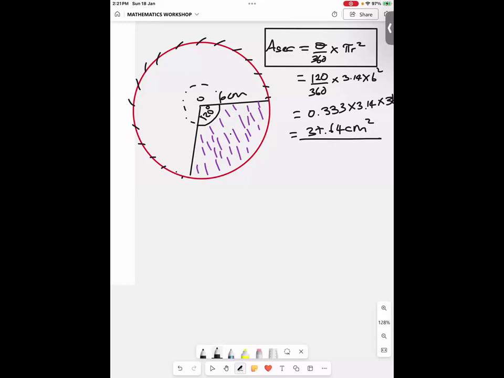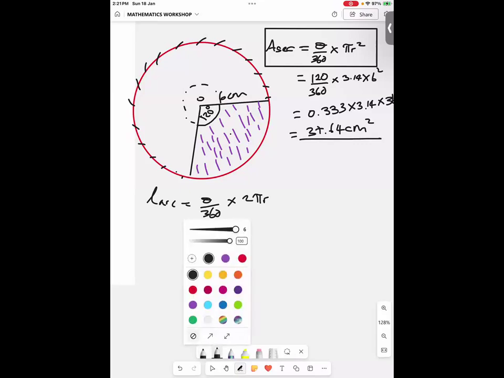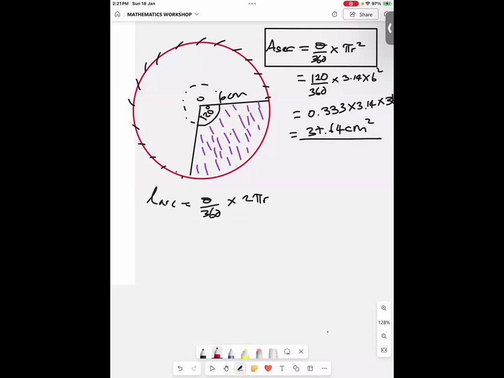So therefore, I know that the length of arc, L arc, is equal to theta divided by 360, very similar to the previous one, but this time it's going to be multiplied by 2 pi r instead. So in this case, you have to be very mindful of what you're using for theta, because theta is now going to be 360 minus 120.